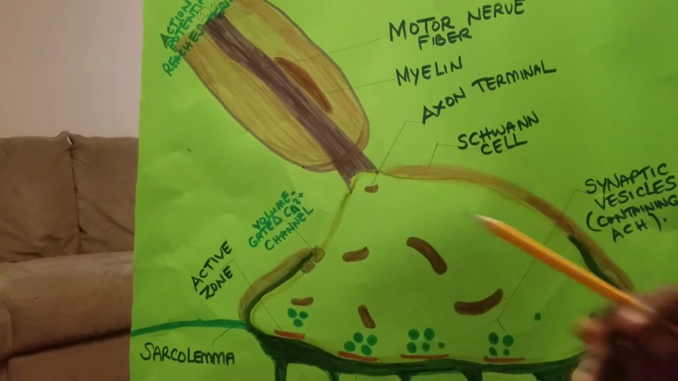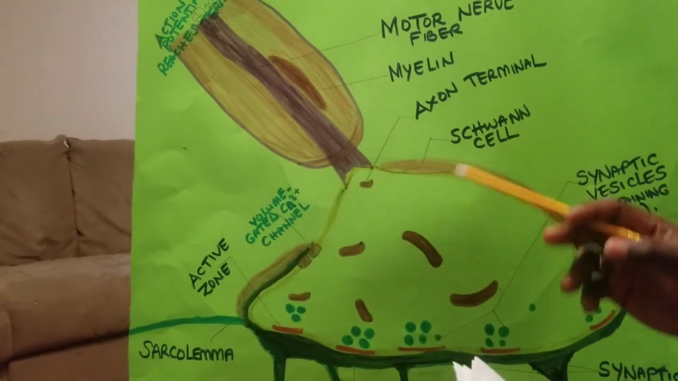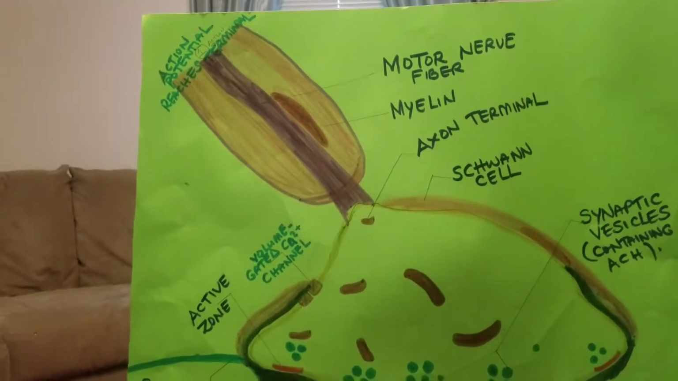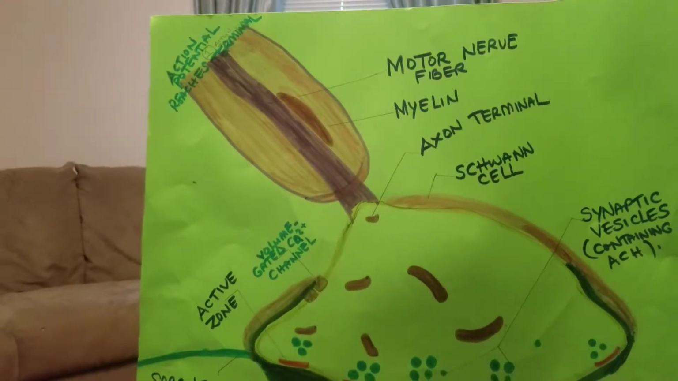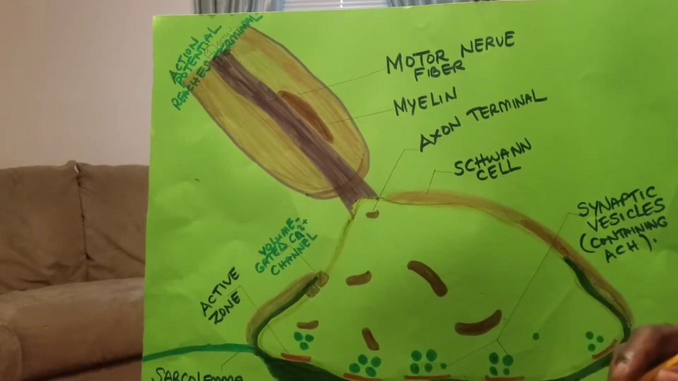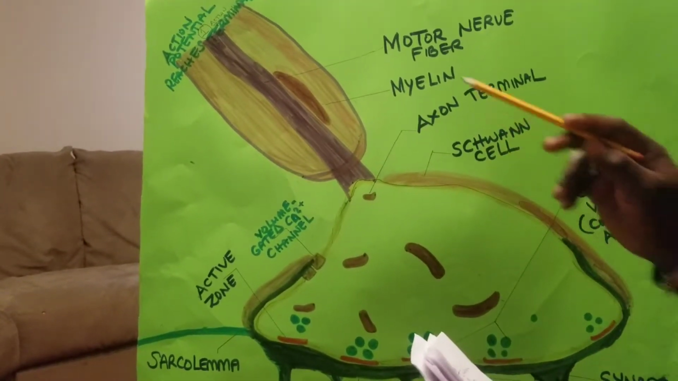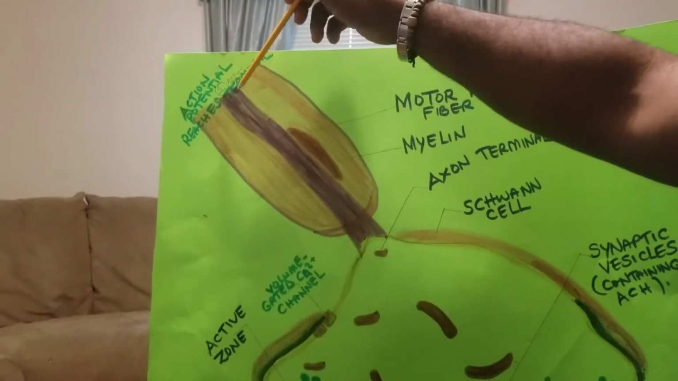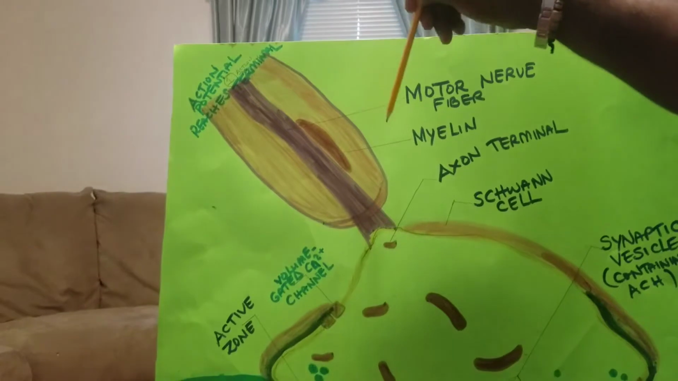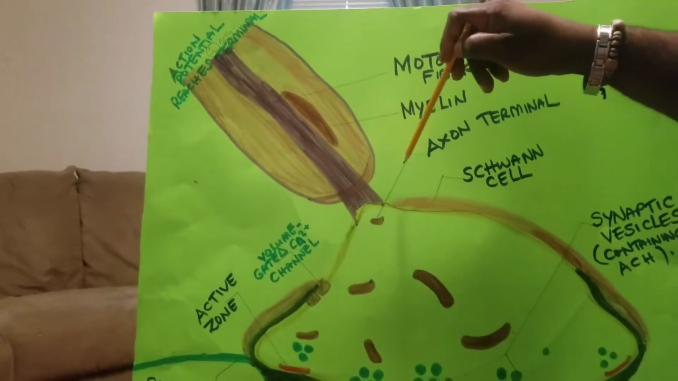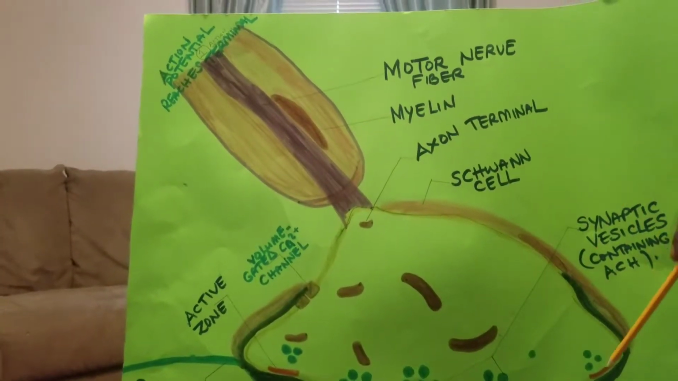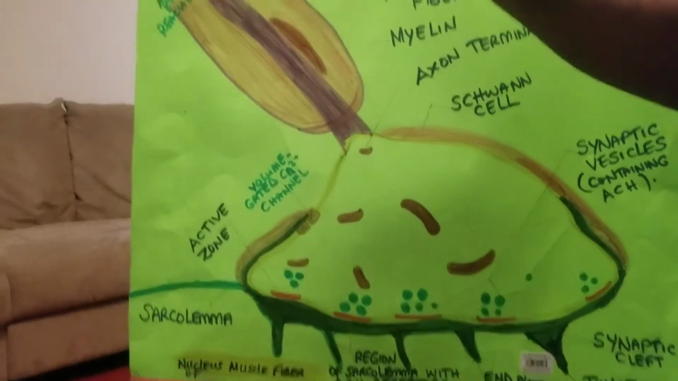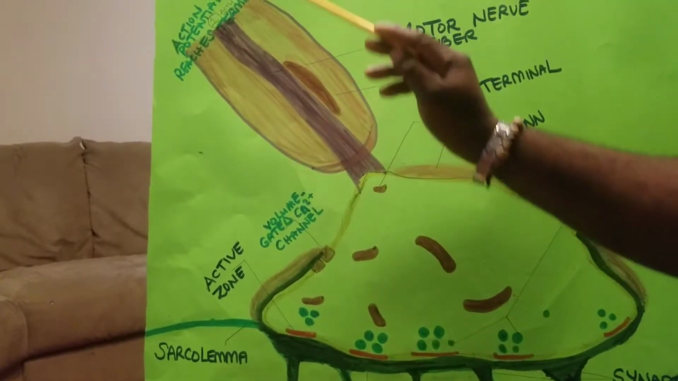The events at the neuromuscular junction are coordinated in 7 different steps. The first step is an action potential that travels down the axon of a motor neuron to the axon terminal. So this is the action potential. It moves down the axon terminal of the motor neuron, all the way here and goes round to the top.